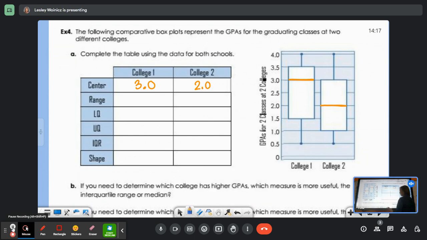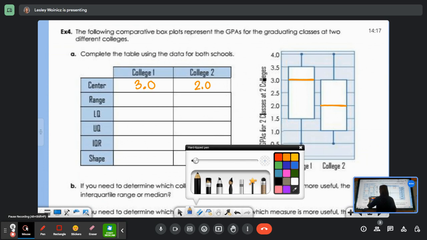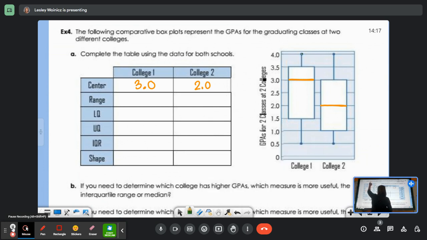All right, what about the range for College 1? Okay, we take the max and subtract the min. So that would be 4 minus 0.5, which is 3.5. 3.5 again, because it's the same. Okay. Are they doing GPAs or something? Yeah, this is GPAs.